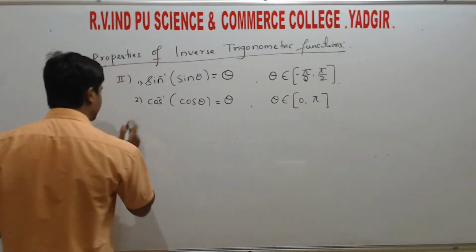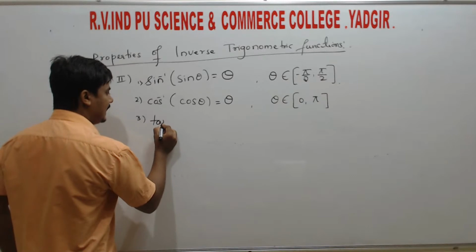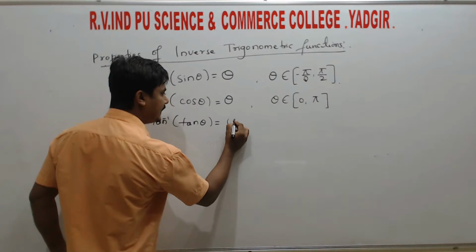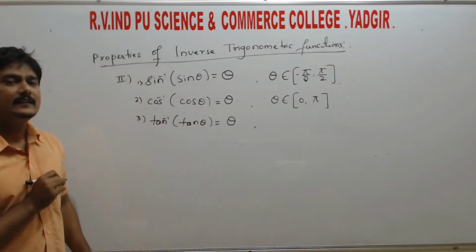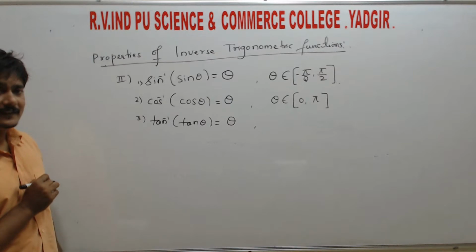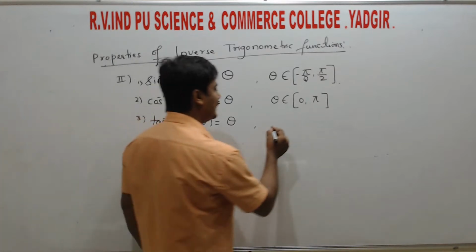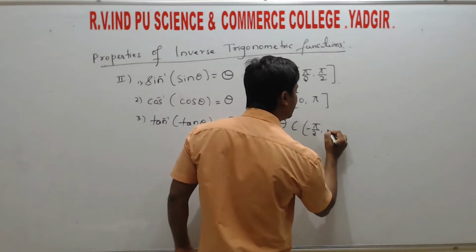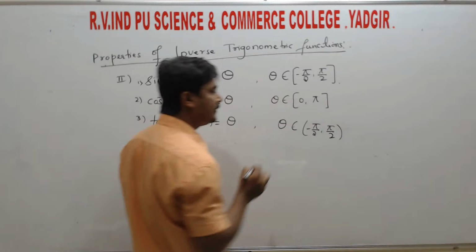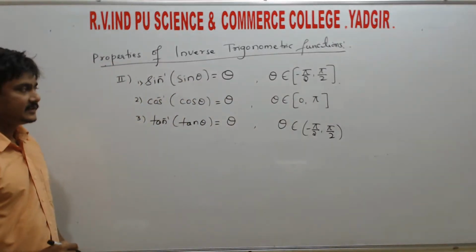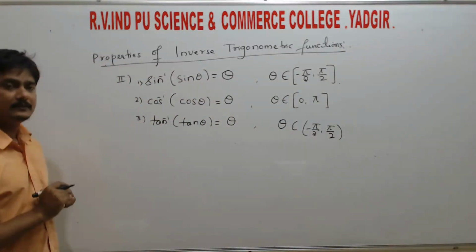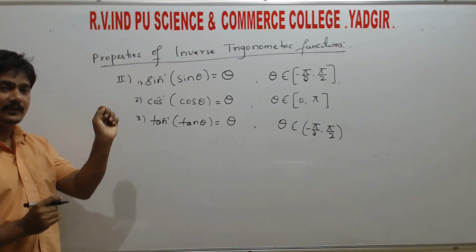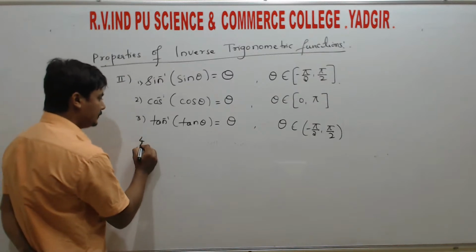So next property. Tan inverse of tan theta is theta. What is the principal value branch of inverse tan function? Yes, if theta belongs to the open interval minus pi by 2 to plus pi by 2. In my last session, we have seen the table that tells us the domain and range of each inverse trigonometric function. Okay, fourth property.